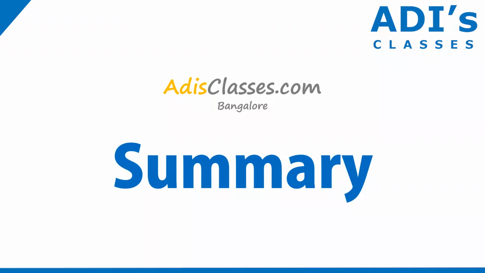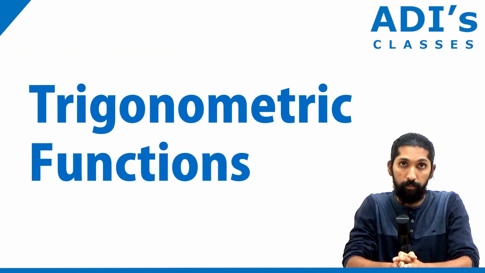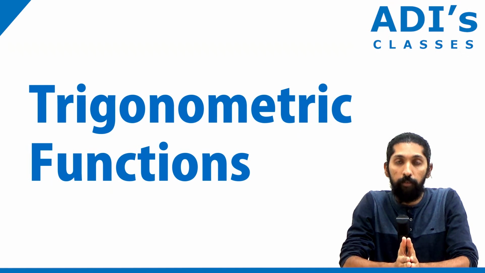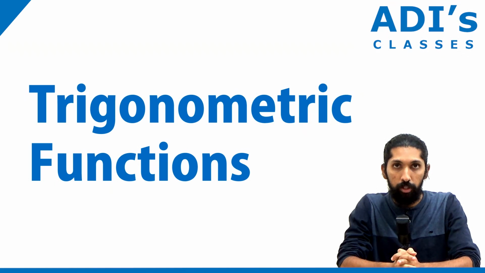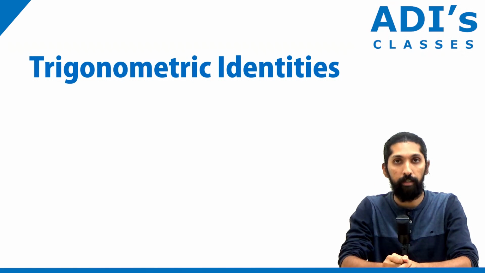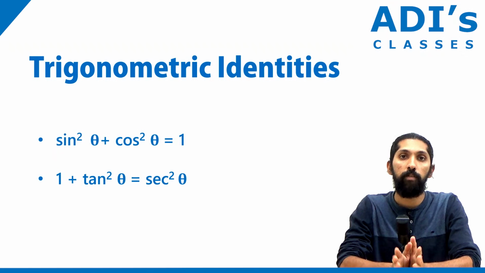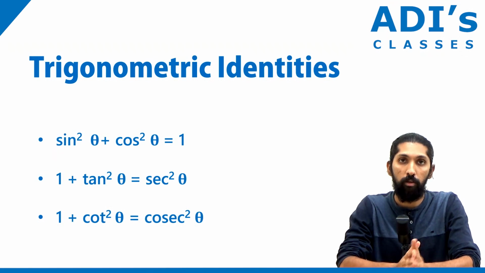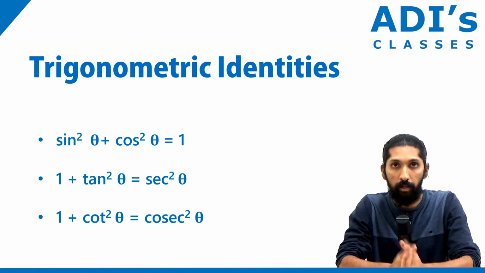To sum up this particular chapter, which is quite an important chapter, we started off with what is a trigonometric function, correct? And we discussed different types of trigonometric functions. Once we discussed the trigonometric functions, then we discussed the three trigonometric identities: sin square plus cos square is 1, 1 plus tan square is secant square, and 1 plus cot square is cosecant square.